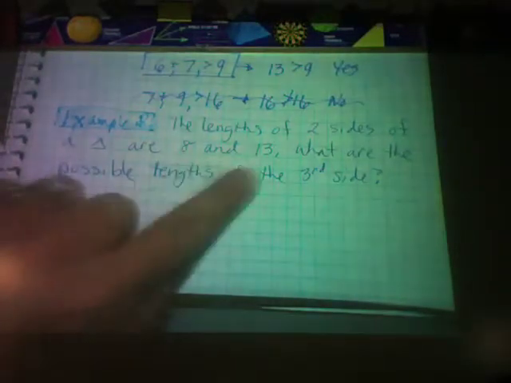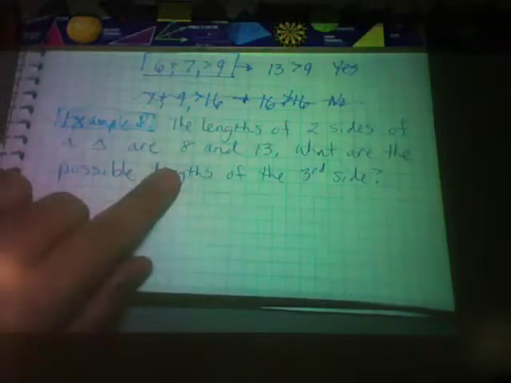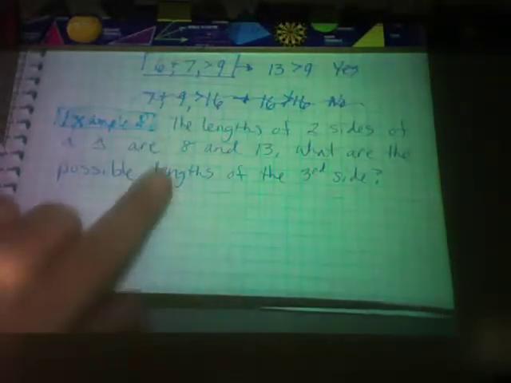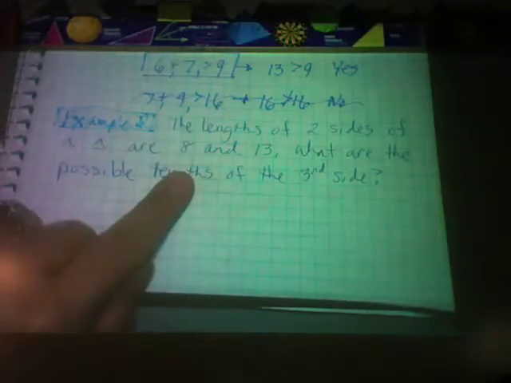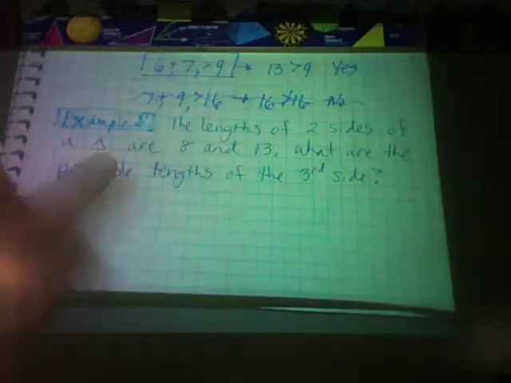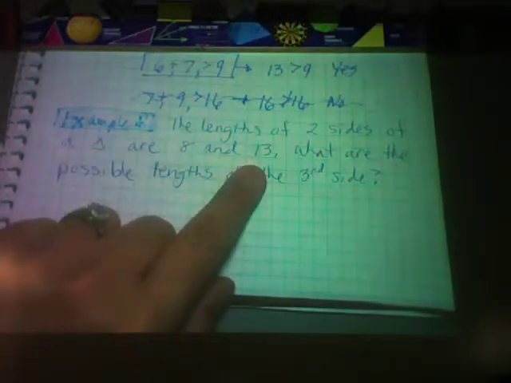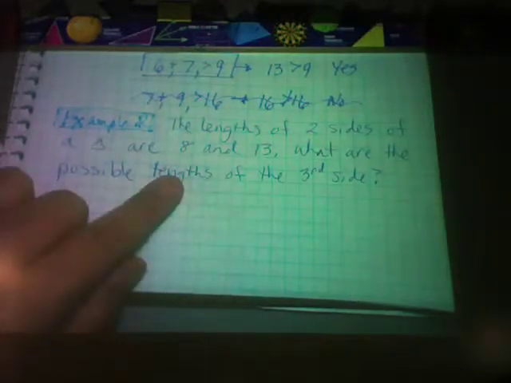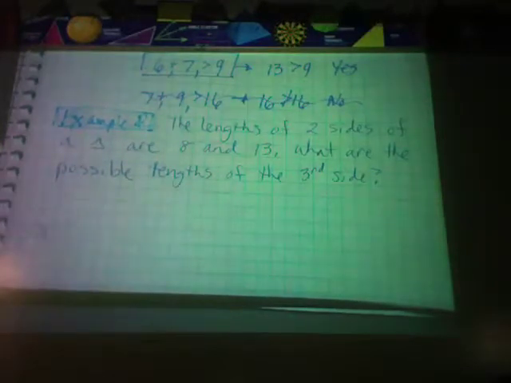Could they be the two smallest sides? If they're the two smallest sides, wouldn't we have something else, one side that's bigger than 8 or 13, right? They could be the two largest sides, couldn't they? Which would tell us that the third side would be less than 8, right? Could this be the smallest and not the largest? So we could have a side length that's between 8 and 13. So we have a couple of places that we could look. Here's the easiest way to do this particular problem.